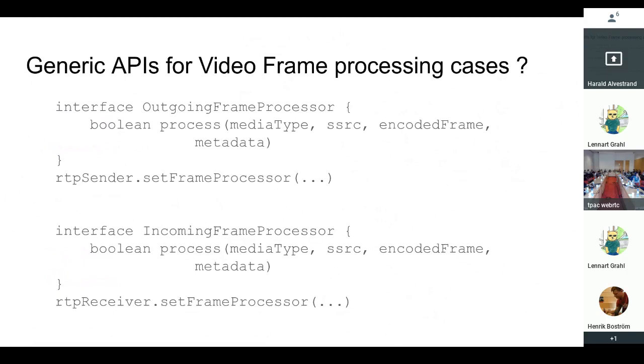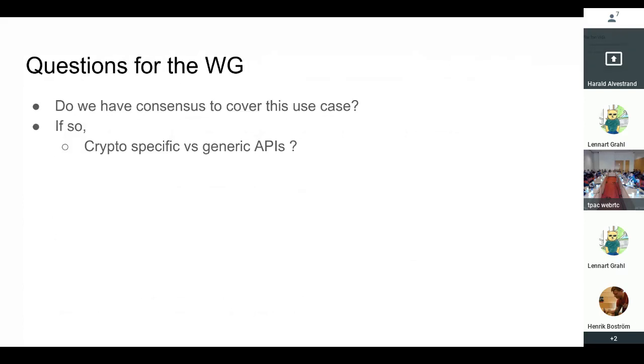Another proposal, as Peter mentioned, is that we could make it more generic, not specific to end-to-end encryption, but just a general interface that processes the encoded media before sending it and processes the encoded frame after receiving it. In this case, we'll have an outgoing frame processor and an incoming frame processor, with two simple process functions, and we can set them using RTCRtpSender and RTCRtpReceiver. Two simple questions: do people think this is a good idea?